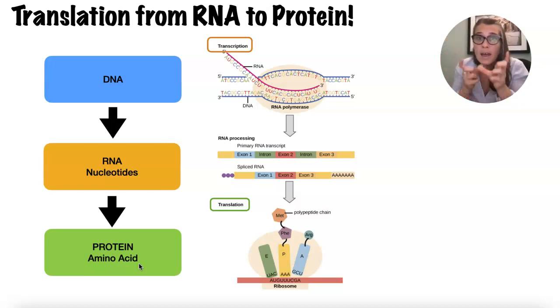We're translating. We have that code. That code went through transcription. We transcribed that, so we have it on our RNA. It's right there, but now we need to make the protein, so we're changing language. We need to do the next step. We need to see how we can go from nucleotide to amino acid.